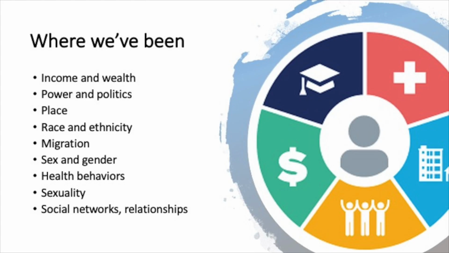Before we talk about what we do with all of this information that you've accumulated over the semester, I want to start by reflecting on where we've been. And this is simply a list of the weekly topics that we covered this semester, okay? We actually started with health and equity and ethics as a more broader conceptual lens. But in the topics we've covered, we started with income and wealth, we got to power and politics, place, and so on. And then we ended last week by talking about social networks and relationships.